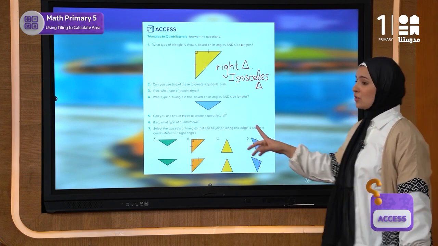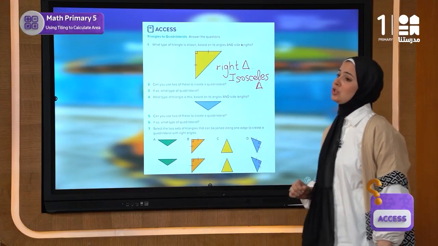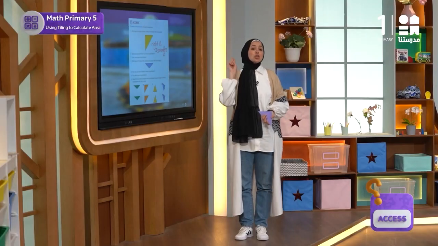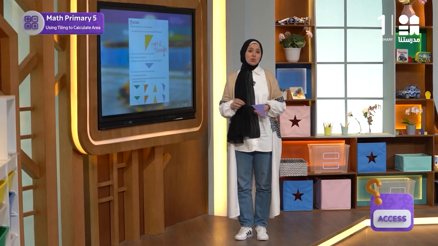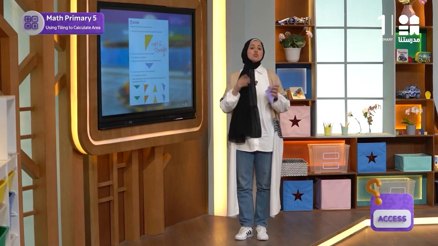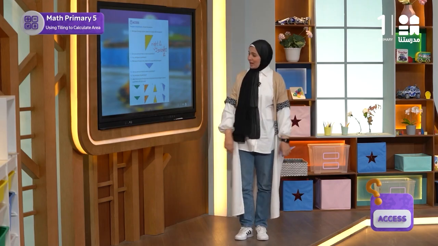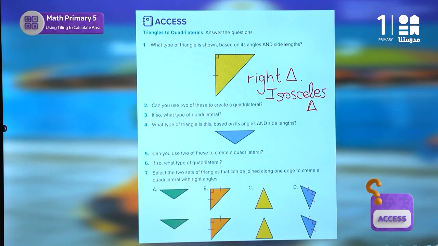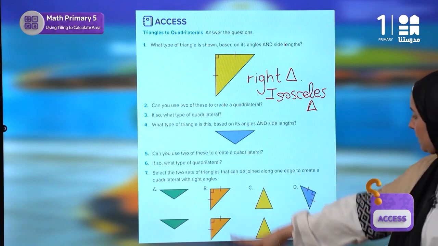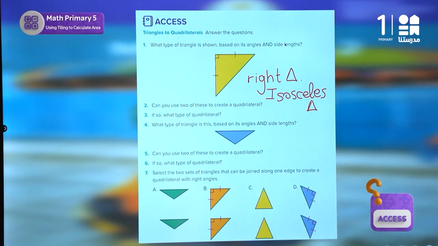Now in question 7, what do I see? This is an easy question. We have to select two sets of triangles that can be joined along one edge to create a quadrilateral with right angles. So which one is the answer? It is clear that the triangles A and C do not have any right angles. So therefore the correct choice is B and D.